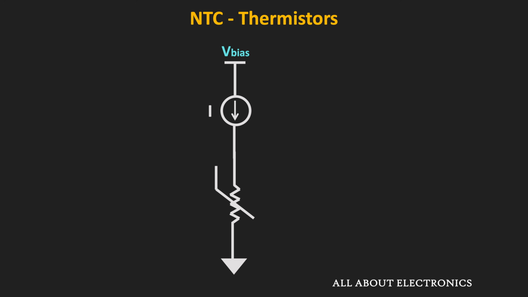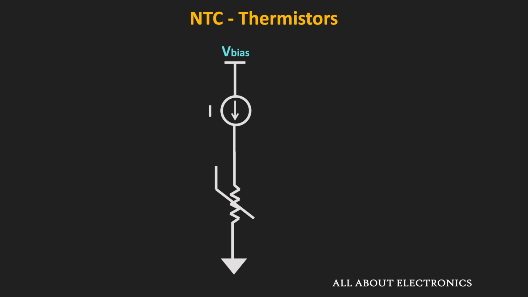We can pass a fixed current through the thermistor. Depending on the temperature, the resistance of the thermistor will change, and accordingly, the voltage drop across the thermistor will also change. And this voltage drop is equal to I times R. So as you can see, this voltage drop across the thermistor is directly proportional to the resistance of this thermistor. So by measuring this voltage drop, we can convert the change in the resistance into the voltage.